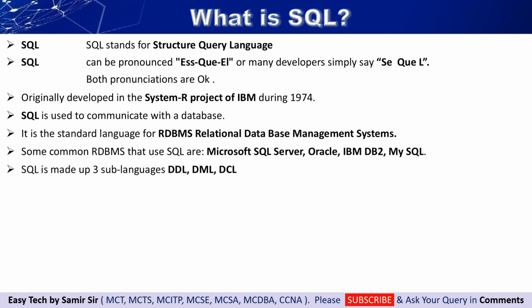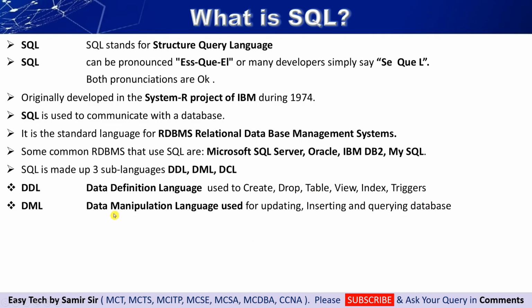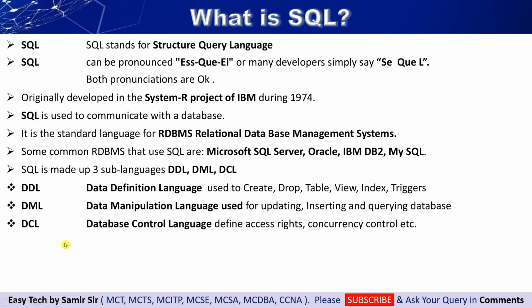SQL is made up of three sub-languages: DML, DDL, and DCL. DDL stands for Data Definition Language. It's used to create and drop tables, views, indexes, triggers, and so on. Similarly, DML stands for Data Manipulation Language. It's used for updating, inserting, and querying the database. DCL stands for Data Control Language. It's used to define rights and concurrency controls.